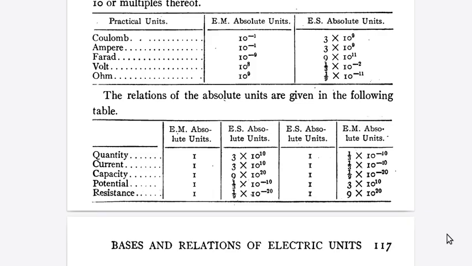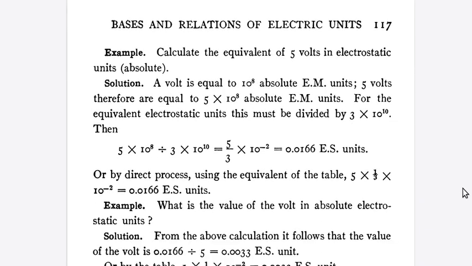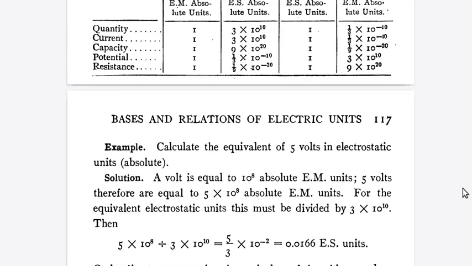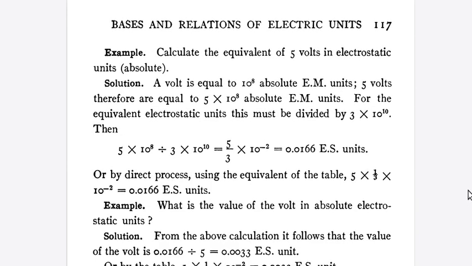1 unit of potential in electromagnetic absolute units is 3 multiplied by 10 raised to the power of negative 10. 1 electrostatic unit of potential is 3 multiplied by 10 raised to the power of 10. 1 unit of resistance in electromagnetic absolute units is 1 multiplied by 10 raised to the power of negative 20. 1 electrostatic unit of resistance is 9 multiplied by 10 raised to the power of 20. There are slight mistakes in the way the table is read, but by looking at the data on screen, they are easily found. Example, calculate the equivalent of 5 volts in electrostatic units, absolute.